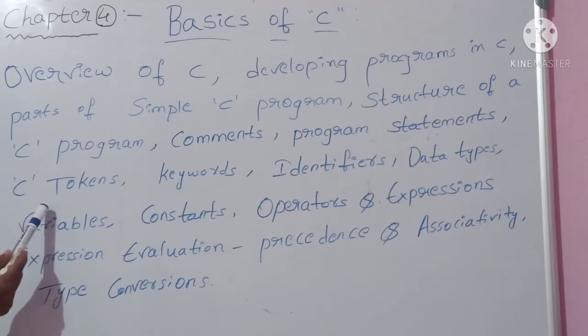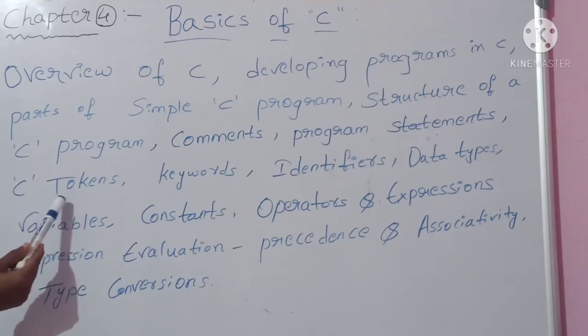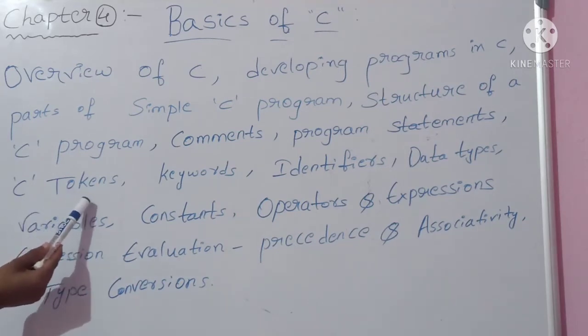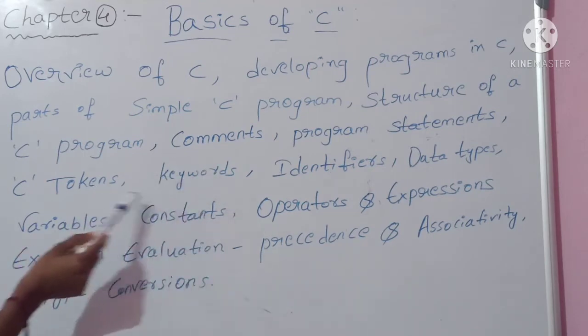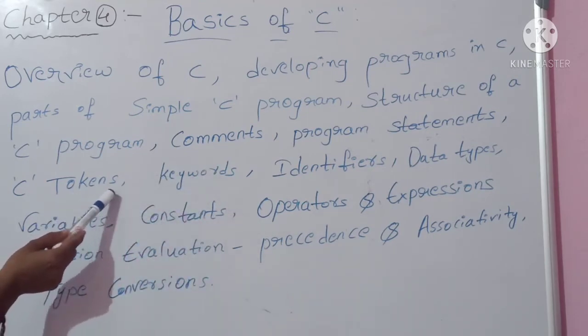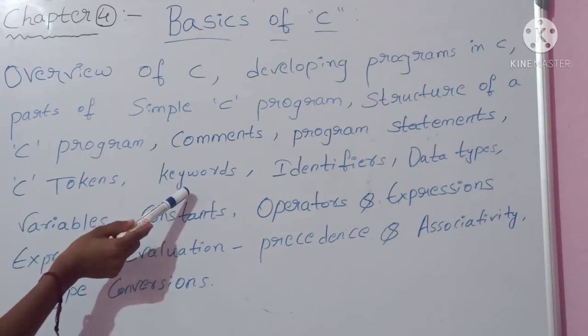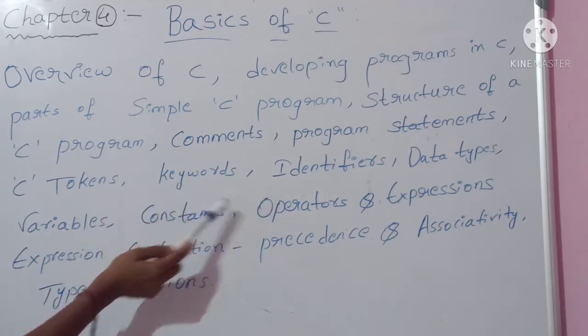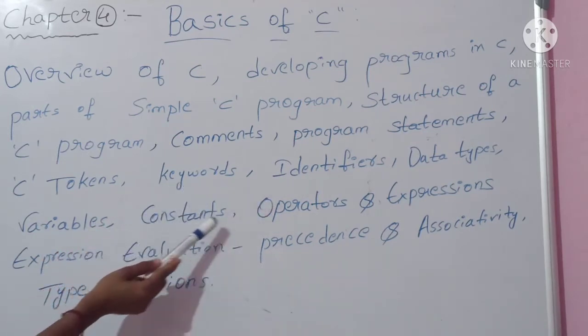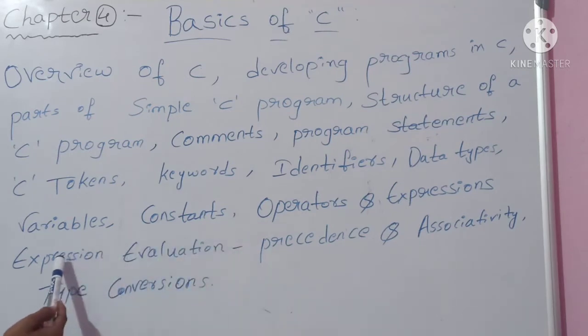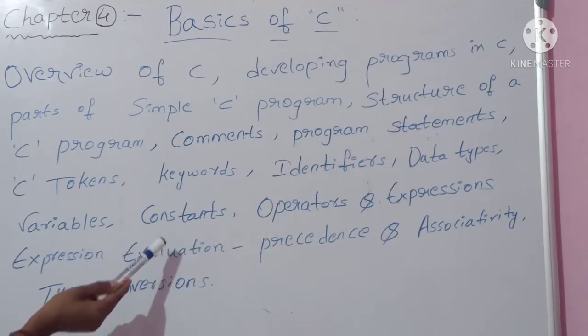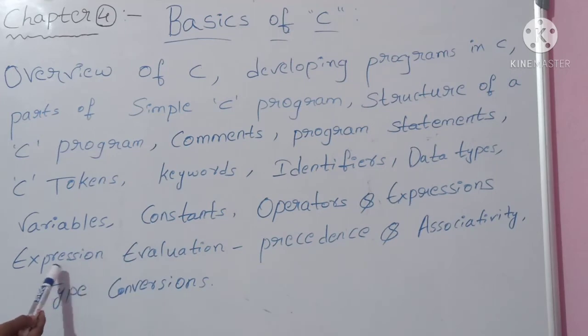And there are a few statements in programming. These are C tokens. A token is nothing but the smallest individual unit of a C program. This all comes under C tokens, and C tokens have 6 types. There are keywords, identifiers, data types, variables, constants, and operators and expressions. And there are also strings, but they are in the syllabus, they are not mentioned here. And expression evaluation, precedence and associativity, and type conversions.